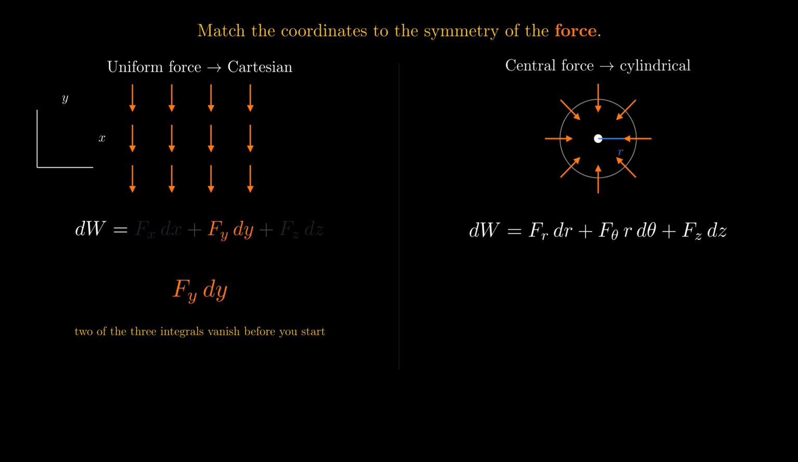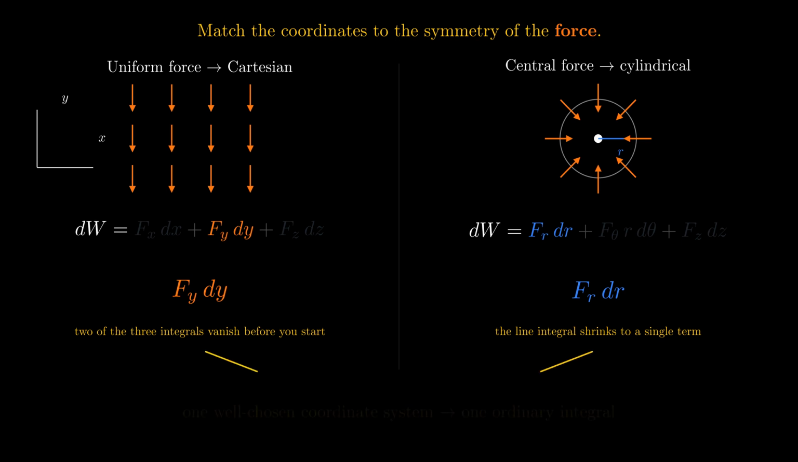A central force pulls along the radial direction, so choose cylindrical coordinates. Only the radial component survives and the line integral shrinks to a single term. That collapse is the whole strategy of the two examples coming next. Pick coordinates well, and the three-term line integral becomes one ordinary integral.